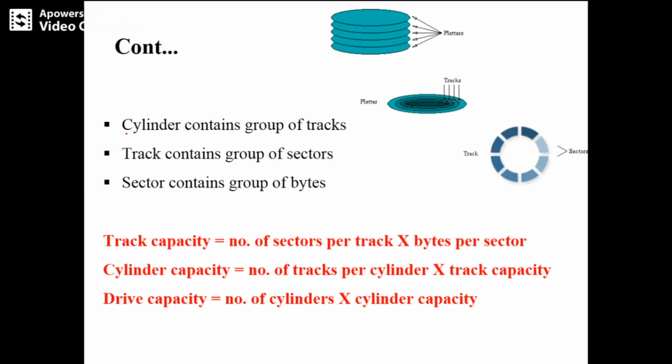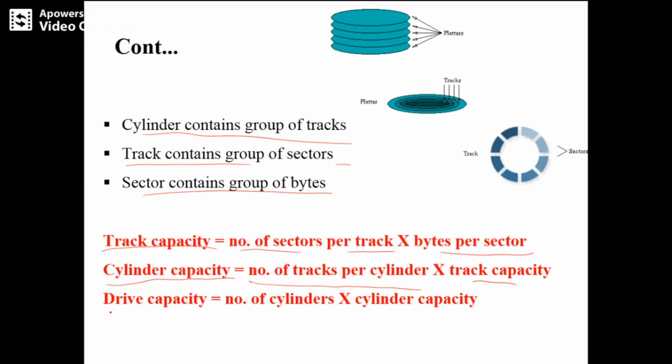As we know, a cylinder contains a group of tracks, a track contains a group of sectors, and a sector contains a group of bytes. So how can I find the track capacity? That can be found by multiplying the number of sectors per track by the bytes per sector. How can you get the cylinder capacity? A cylinder is formed of tracks, so the number of tracks per cylinder times the track capacity gives you the cylinder capacity.